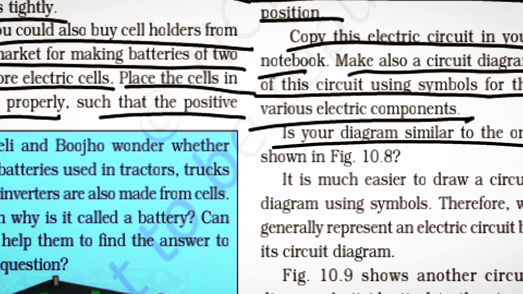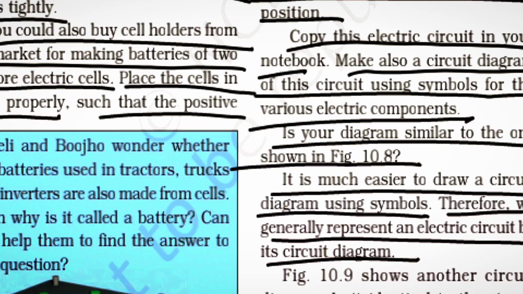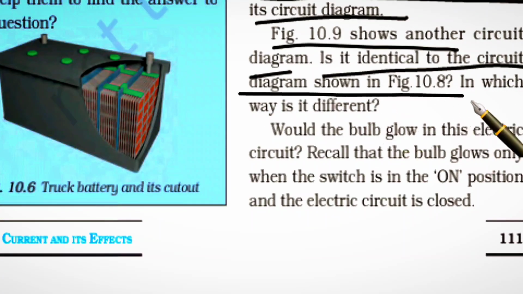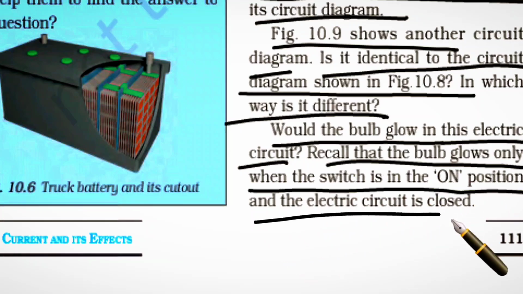Is the diagram similar to the one shown in Figure 10.8? It is much easier to draw a circuit diagram using symbols. Therefore, we generally represent an electric circuit by a circuit diagram. Figure 10.9 shows another circuit diagram. It is identical to the circuit diagram shown in Figure 10.8. In which way is it different? Would the bulb glow in this electric circuit? Recall that the bulb glows only when the switch is in the on position and the electric circuit is closed.